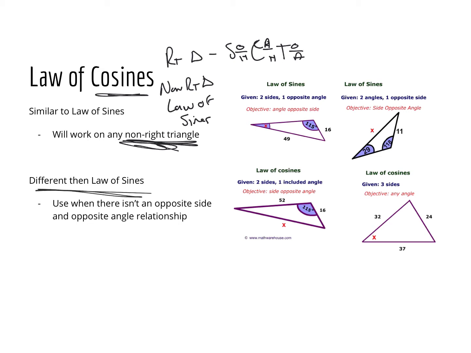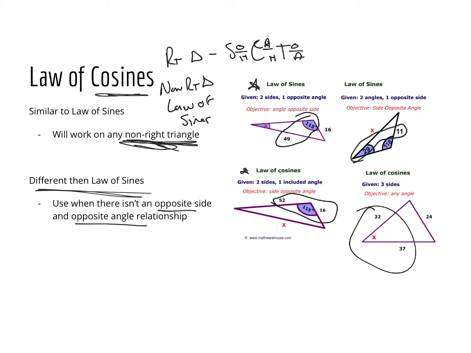Law of sines, if you remember, I said you needed an opposite side and the opposite angle. You needed to know those. So if I look over here, law of sines, I needed that angle and the opposite side. I needed that to work, okay? Here, for law of cosines, I need two sides and the included angle, or I can figure it out if I know all three sides. So I need at least two sides and one included angle.